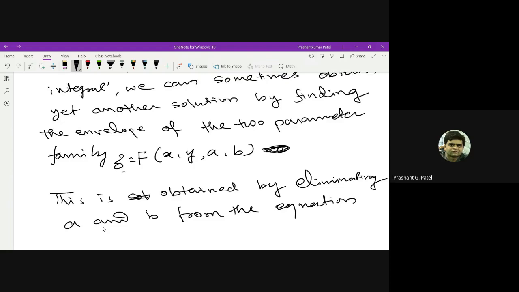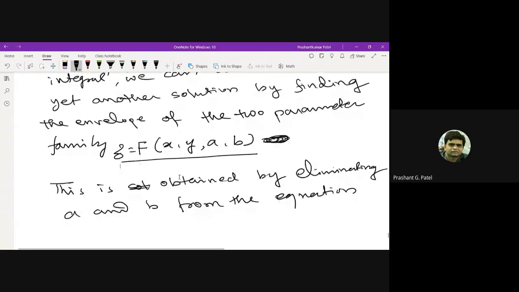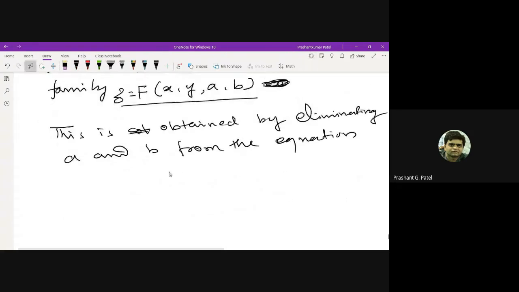That means if you have this type of equation with a two parameter family, then we'll solve three equations. The first one is z equal to f of x, y, a, b. The second one will solve this fa equal to 0. And the third one will solve this fb equal to 0. This fa stands for del f upon del a, and fb is del f upon del b.